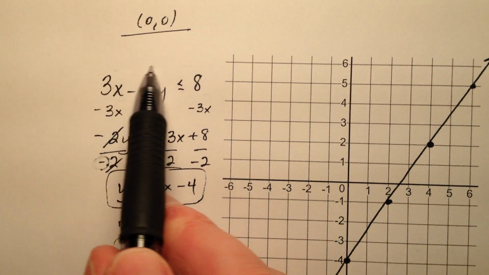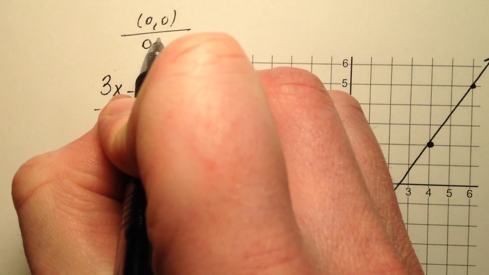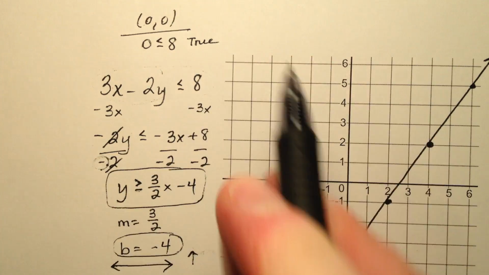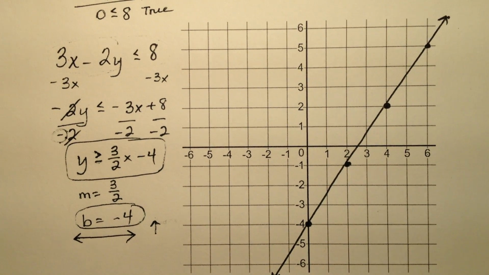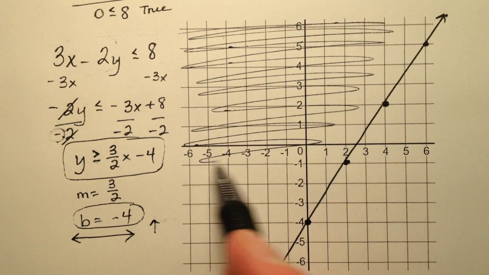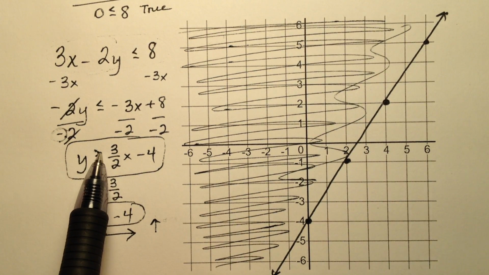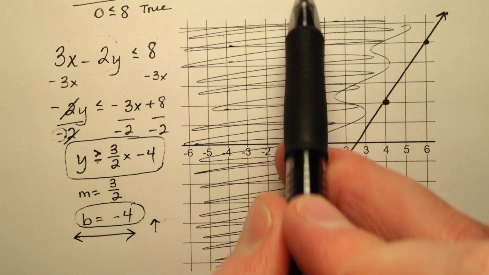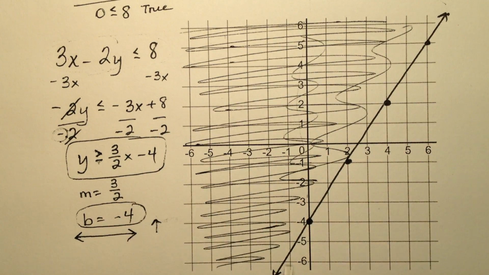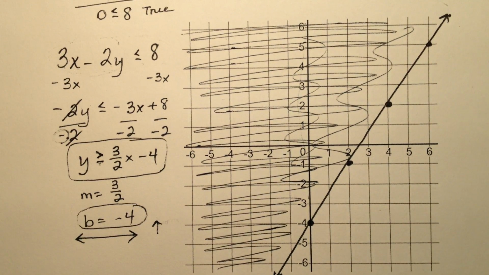Let's go ahead and plug it into this original. So 0 for x and 0 for y actually makes this entire side 0. So 0 is less than or equal to 8. Well, that's a true statement, which means that I'm going to shade the region that includes the 0, 0. So that's going to be all this stuff right here. Also, I knew it because it said greater than or equal to, so along the y-axis, we're going to shade above, which is going to be this region up here. So here we have the graph of the linear inequality 3x minus 2y is less than or equal to 8.